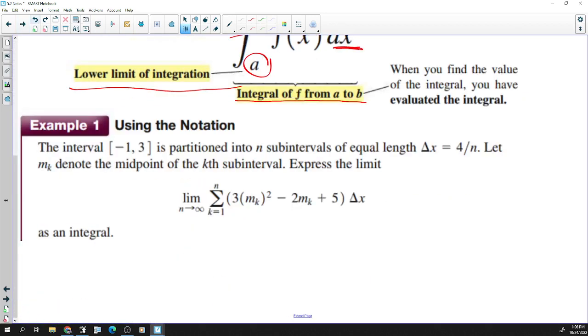So here's an example. Write this as an integral. And they say we're going from -1 to 3. So there's the elongated s from -1 to 3. The function is 3x squared minus 2x plus 5, and the delta x is written as dx.